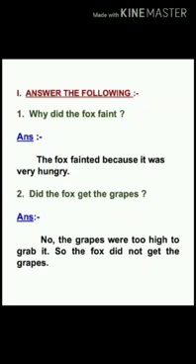At that time the fox was crossing the grapes garden. It was very attractive to eat. So the fox decided to eat the grapes. After that, it tried again and again to reach the grapes, but the grapes were too high to grab it. So the fox did not get the grapes in this poem. Do you understand, children? No, the grapes were too high to grab it. So the fox did not get the grapes.